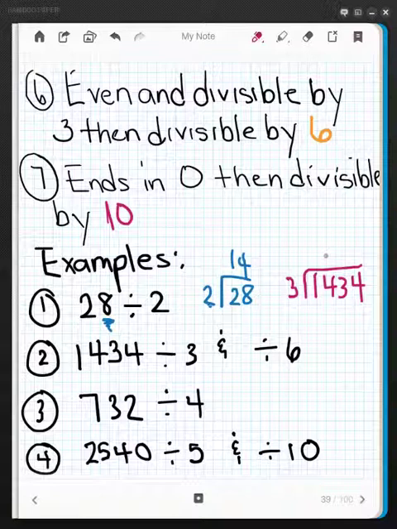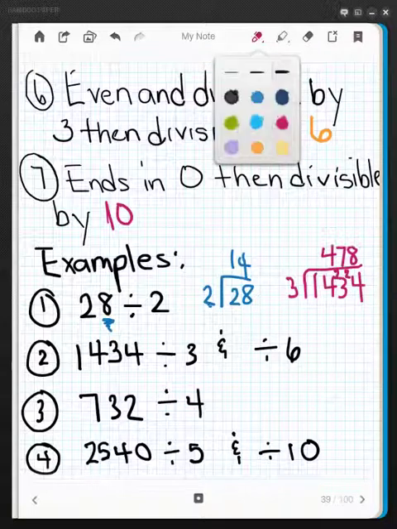3 goes into 14 4 times, and let me show you that short division trick again. There's 14 minus 12, which is 2 left over. 2 and the 3 makes it 23, right? 3 goes into 23 7 times. 23 minus 21 is 2. And 3 goes into 24 8 times. And so you see it is indeed divisible.